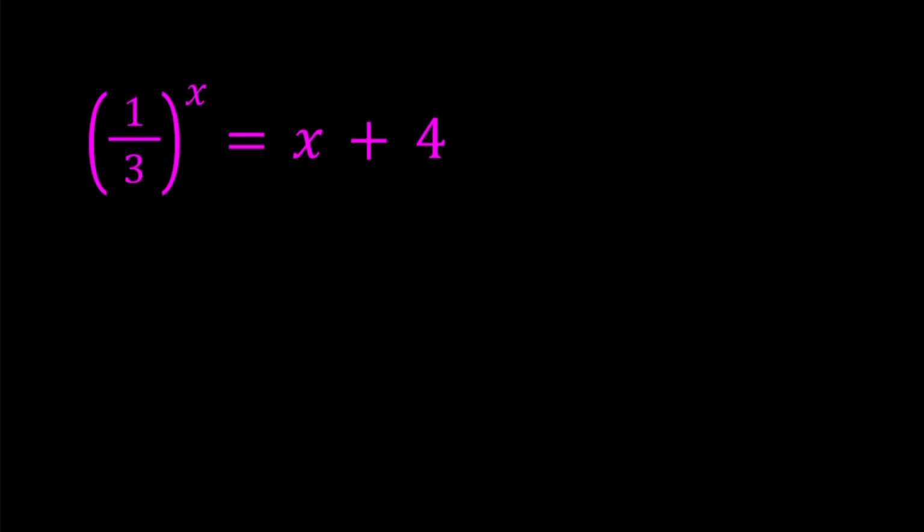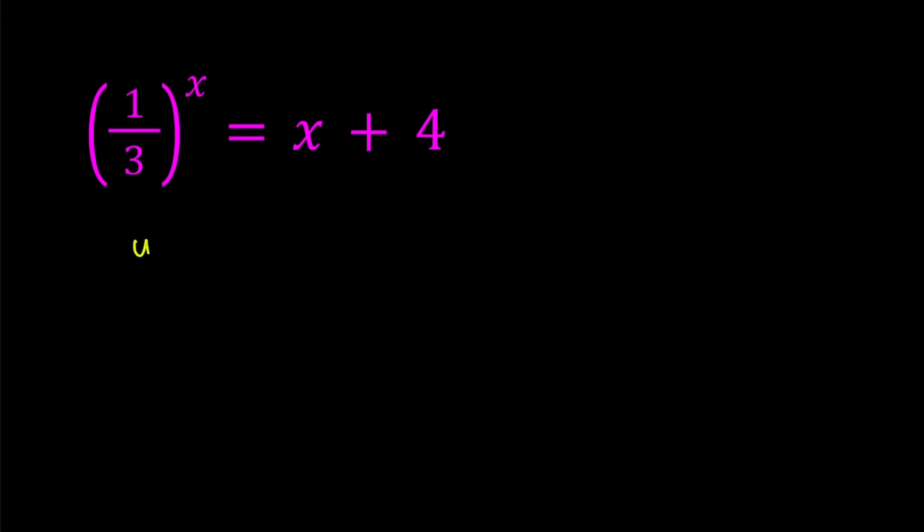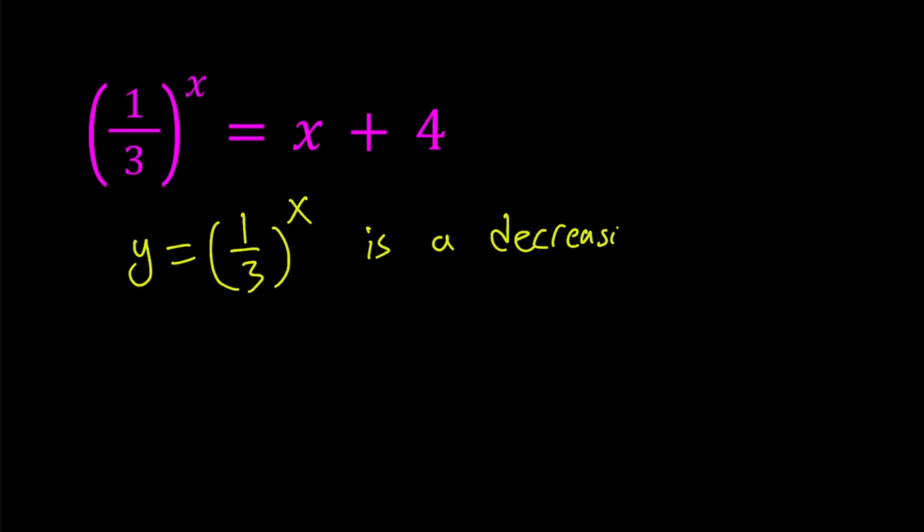And I'm going to present two approaches. I don't know if you can call them two methods, but let's see how that goes. So my first approach is basically looking at the left-hand side as a decreasing function. Why? Well, this is a decreasing function.